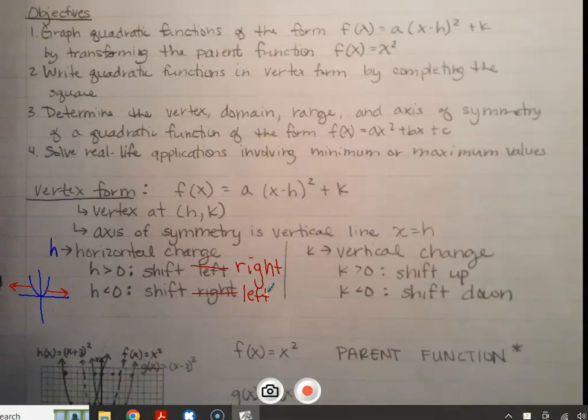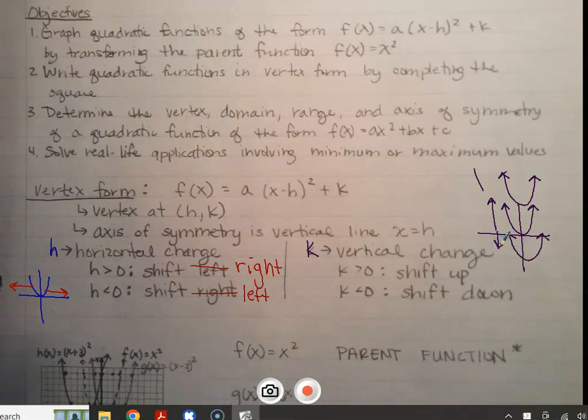But h tells us the horizontal shift, where k in vertex form tells us our vertical shift. If we have our axis here and our parabola centered there, if k is greater than 0, we're going to shift up. So we might have our parabola here. If k is less than 0, it's going to shift down, so we might have our parabola here, because it shifted down.